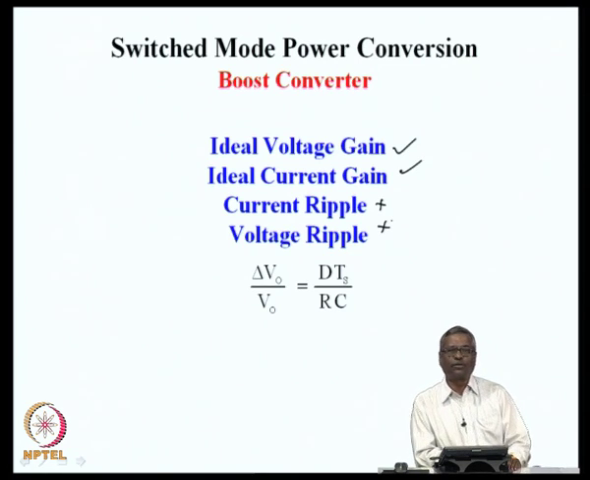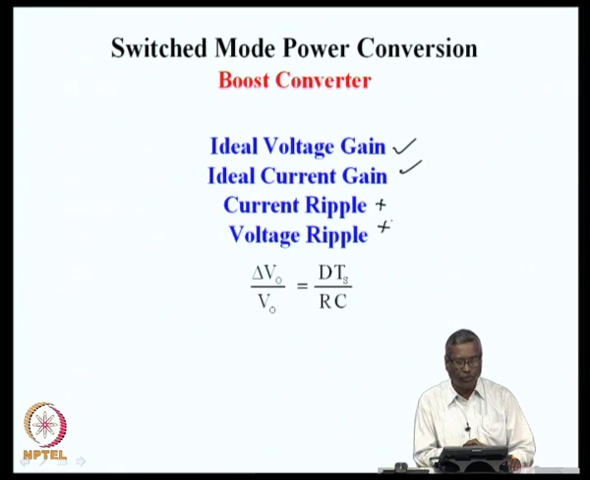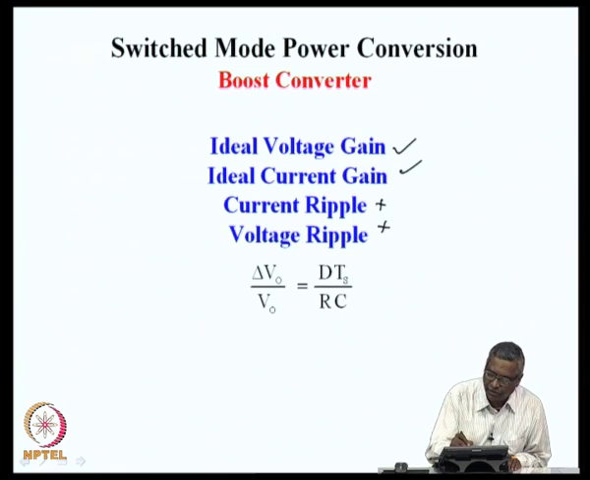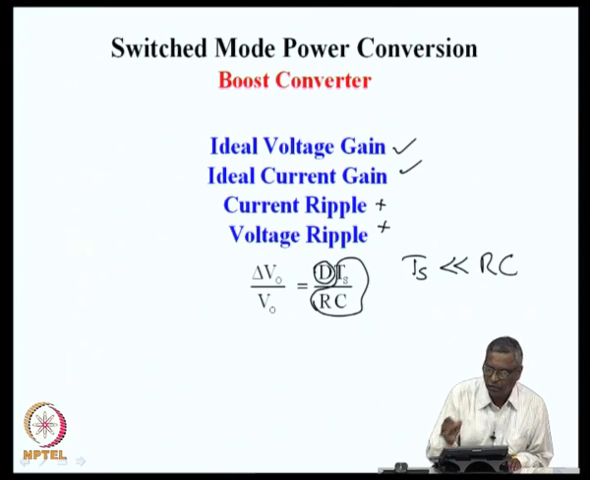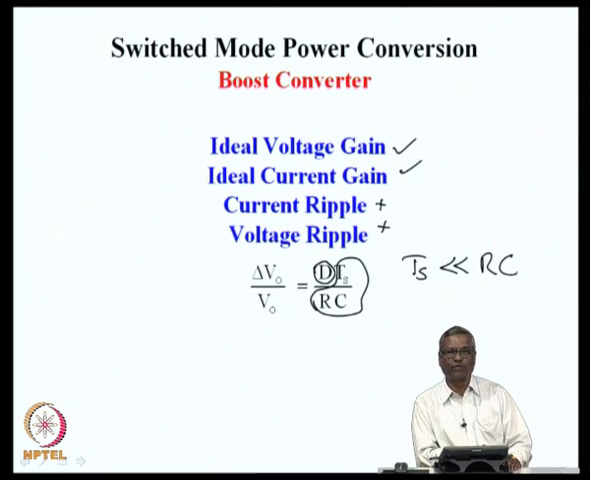The next thing that we see is that the output voltage also has ripple. It is not a constant steady output voltage. Because of the power processing being discontinuous, we have delta V naught by V naught, which is a measure of the non-ideal voltage present at the output, and that also turns out to be a function of D and a ratio of 2 times. If the switching period is very much less than the output RC time constant, then this voltage ripple will be quite small.